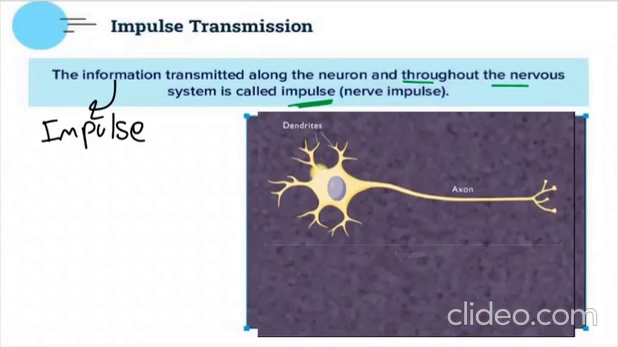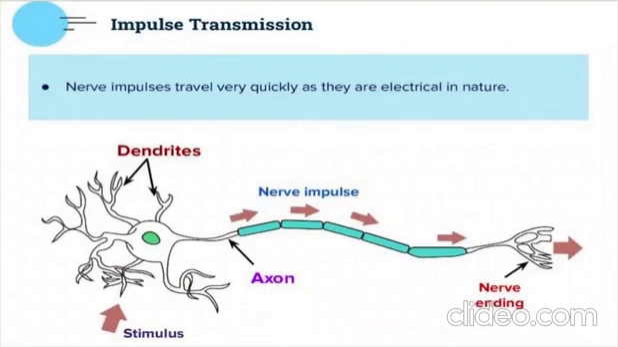You can see this highlighted thing, that colored thing, that is nothing but the impulse. Those are the electrical signals. Now, nerve impulses travel very quickly because they're electrical in nature. Just as electricity flows quickly, nerve impulses also travel quickly. So from dendrites they receive, and from the axon it goes down to the nerve ending, right?